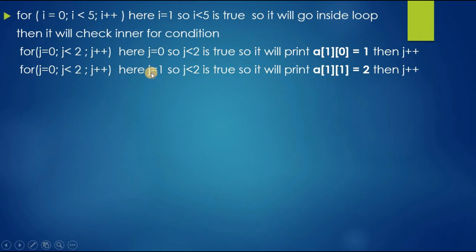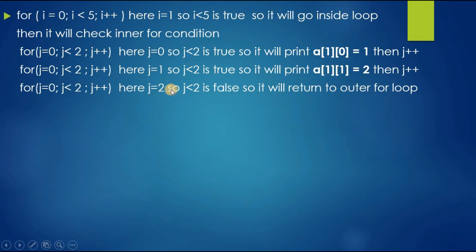Now we got j equal to 1 and j less than 2 is true. So it will print a[i][j] equal to 2, because at the first row and first column we got the value 2. So it will print 2 and j will be incremented. Now j is 2 and j less than 2 is, sorry, false because j is equal to 2. So it will return to the outer loop and i will be incremented.